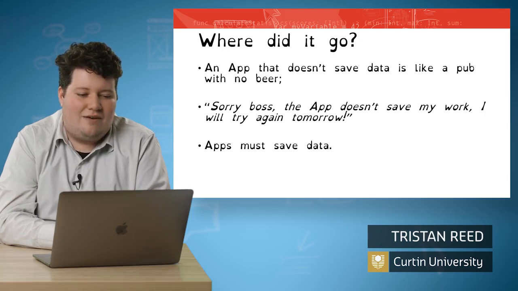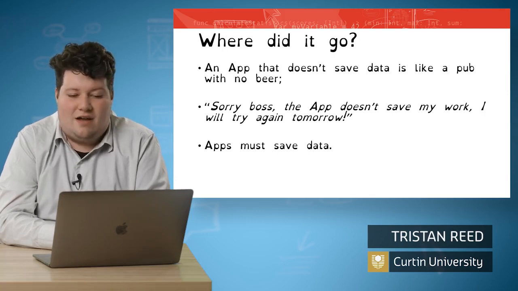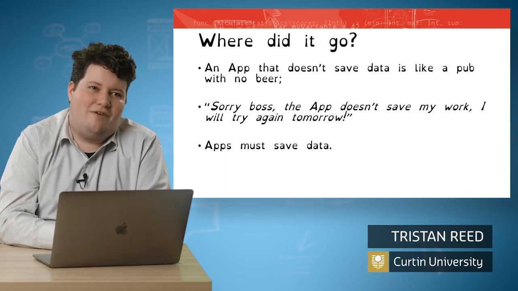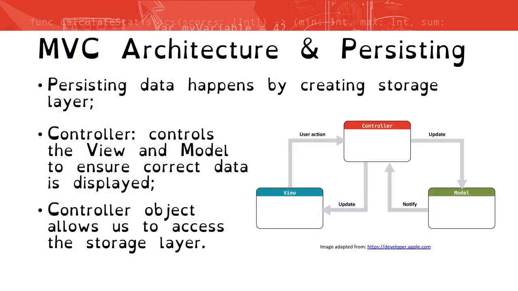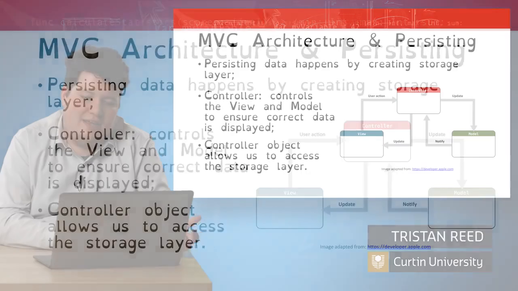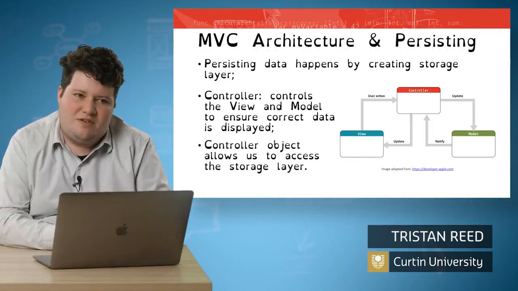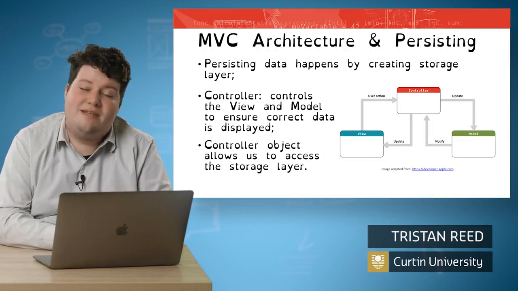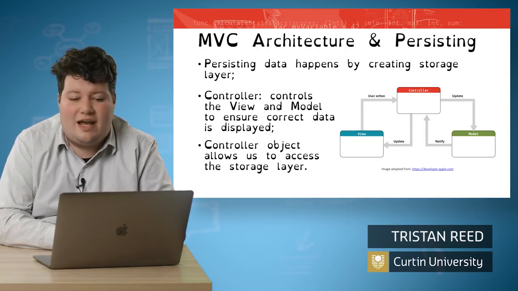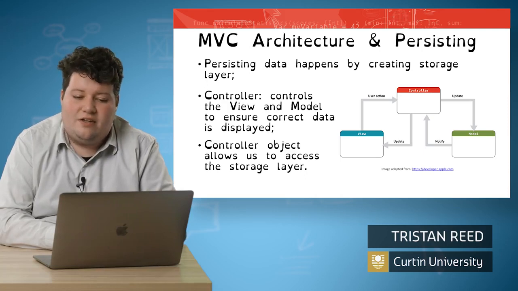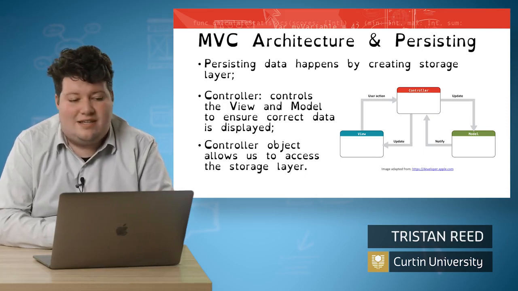So in that regard, apps must save data. I'm not sure many people would be happy with the kind of product where it doesn't save what you've done so far, so you can come back to it later. Now, remember back when we covered the MVC architecture in App 1X, that is, the Model View Controller architecture. That architecture comes back into play here. The controller object ensures the correct data is displayed, and it's informed by the model object, which defines how the data is stored. When we persist data in our apps, we'll have a storage layer within our architecture, and the controller object is the one that gives us access to that storage layer.